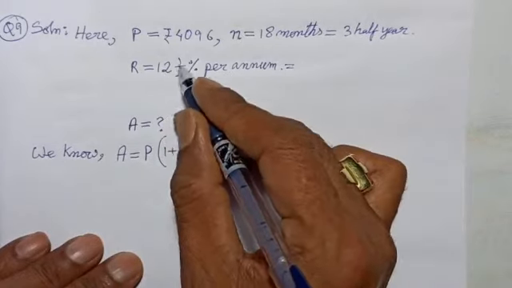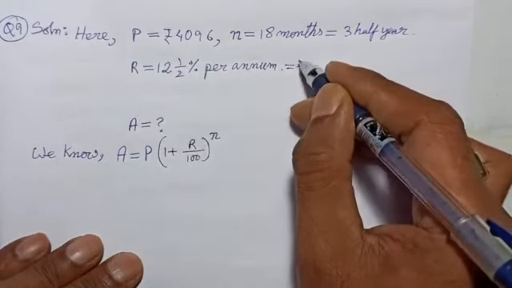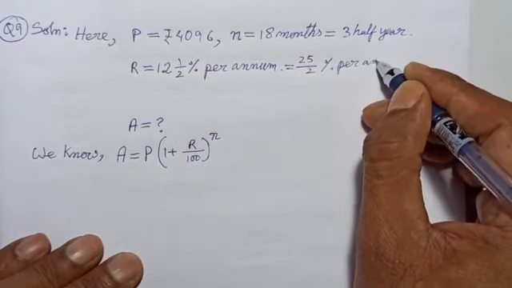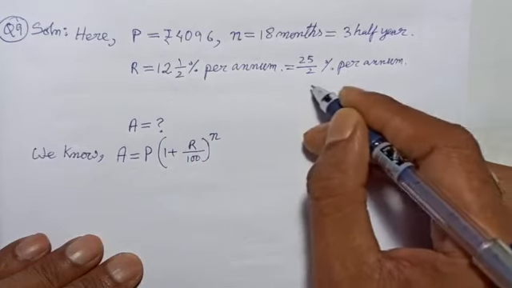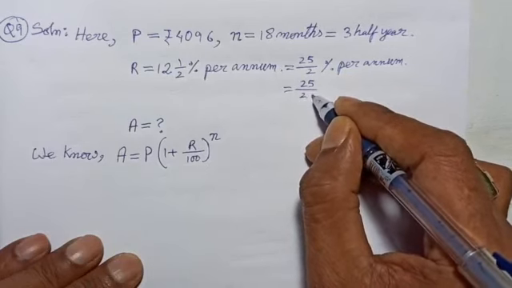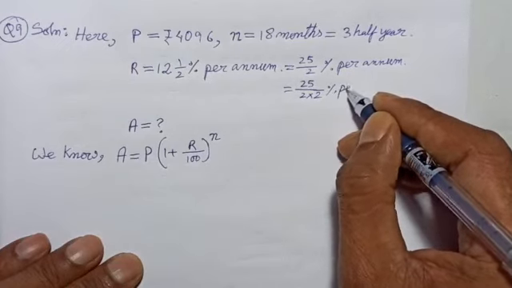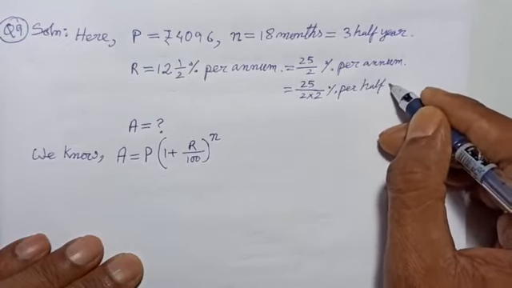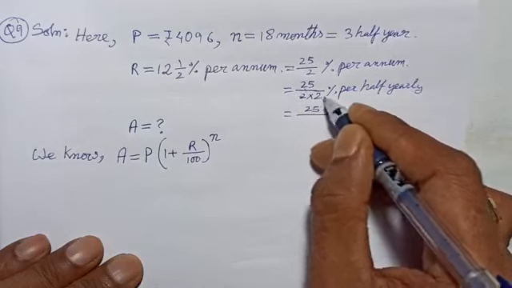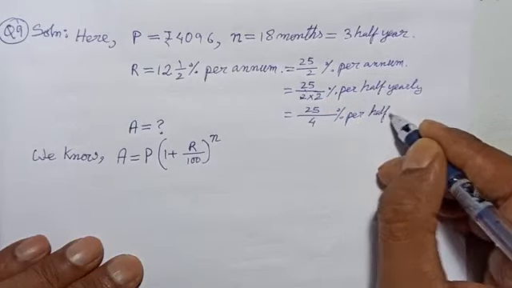So this 12.5, if we convert it into an improper fraction, then 12 into 2 is 24 plus 1 is 25. 25 by 2% per annum. Per annum means per year. So if we want to convert this into half yearly, again we have to divide by 2 like this. 25 by 2 into 2% per half year. 25 in the numerator, 2 times 2 is 4. 25 by 4% per half year.